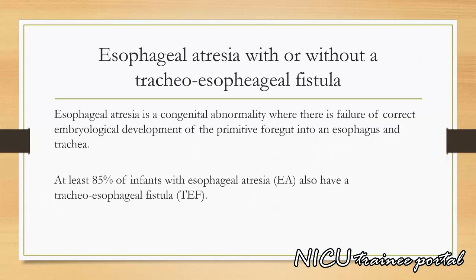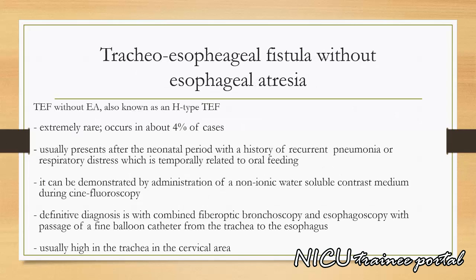Esophageal atresia is a congenital abnormality where there is failure of correct embryological development of the primitive foregut into an esophagus and trachea. At least 85% of infants with esophageal atresia also have a tracheoesophageal fistula. Tracheoesophageal fistula without esophageal atresia is also known as an H-type fistula. It is extremely rare, occurring in about 4% of cases.